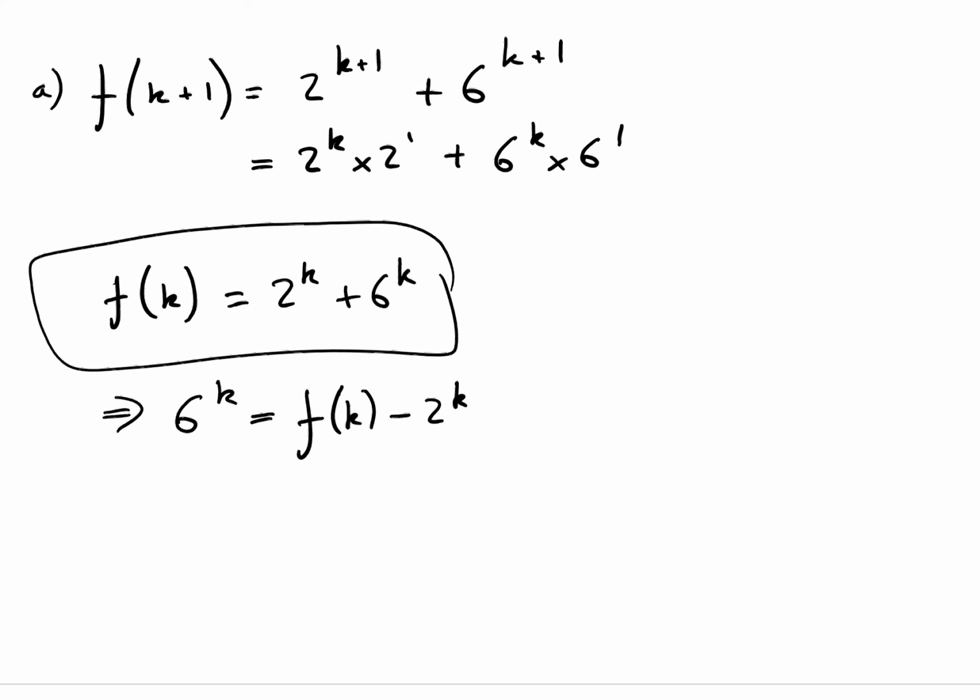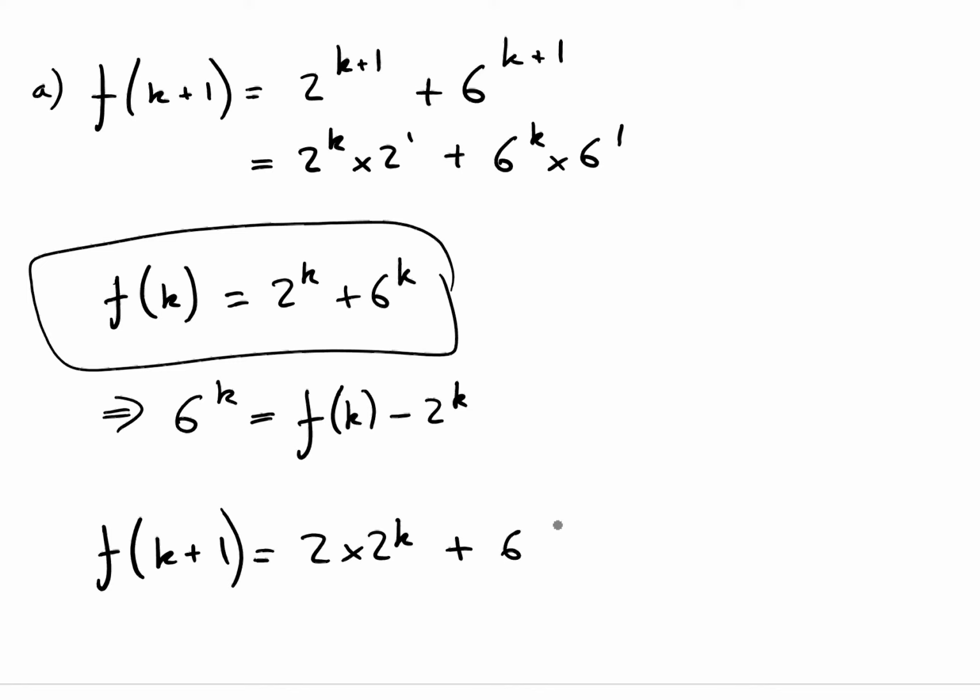So, in other words, f of k plus 1 is equal to 2 to the power of 2 times 2 to the power of k. I've just rewritten this as 2 to the power of k times 2 to the power of 1, because 2 to the power of 1 is just 2. I've then swapped the order because it looks neater in my mind. Plus, then again, this is 6 times 6 to the power of k. I've just replaced this, but I've just come up with an expression for 6 to the power of k.